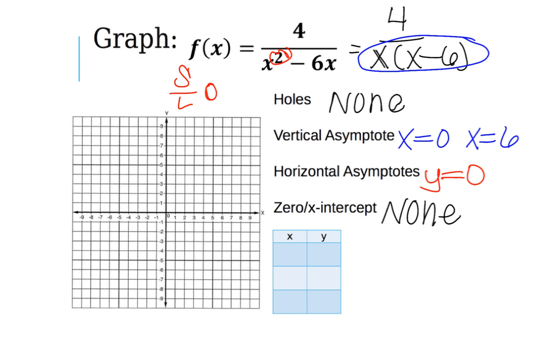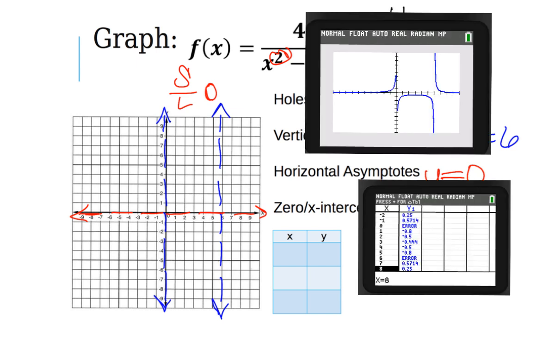So let's plot what we do have. We have vertical and horizontal asymptotes. So our vertical asymptote is going to be at 0. And we have one at 6. Then we have a horizontal asymptote at y equals 0. Now, we want to go to our graphing calculator, graph it, look at our table, find some points on here to plot our general shape.